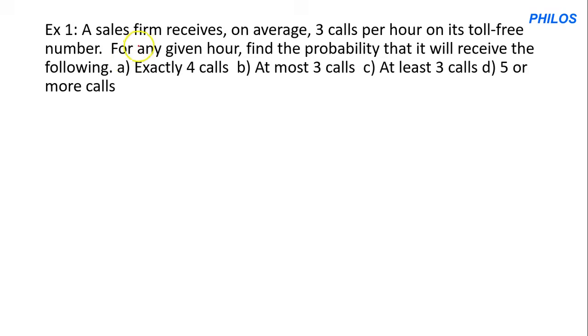So let's take some questions on this. Question 1 says, a sales firm receives on average 3 calls per hour on its toll-free number. For any given hour, find the probability that it will receive the following. A. Exactly 4 calls. So to solve this, when you look at the question, they said on average. Average means mean. Okay. So it means our mean is 3. So our mean, which is mu, is equal to 3 calls per hour. That's the mean.